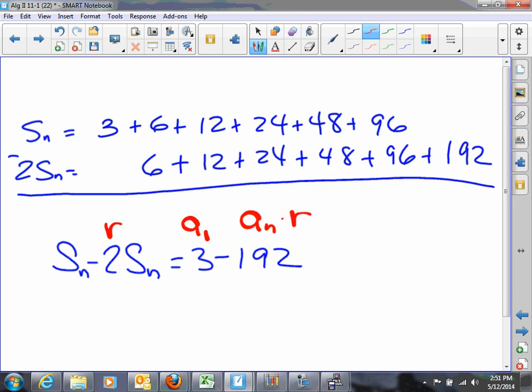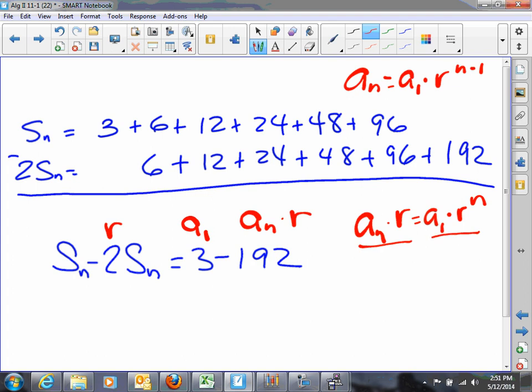Now, a sub n is equal to a sub 1 times r to the n minus 1. So if we wanted to, we could think of a sub n times r, just multiply both sides of this equation by r. We get a sub n times r is equal to a sub 1 times r to the n minus 1 times r to the 1, which would be r to the n. So we could think of a sub n times r as a sub 1 times r to the n.